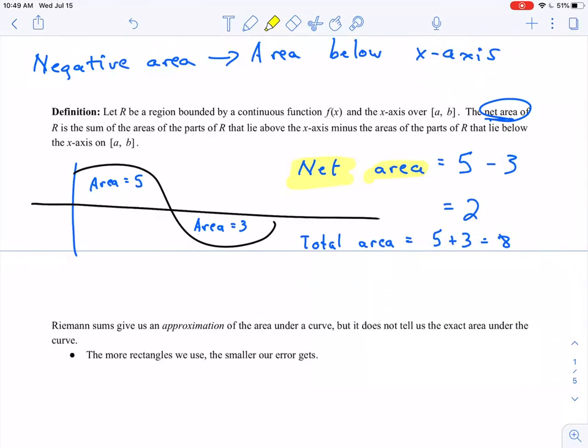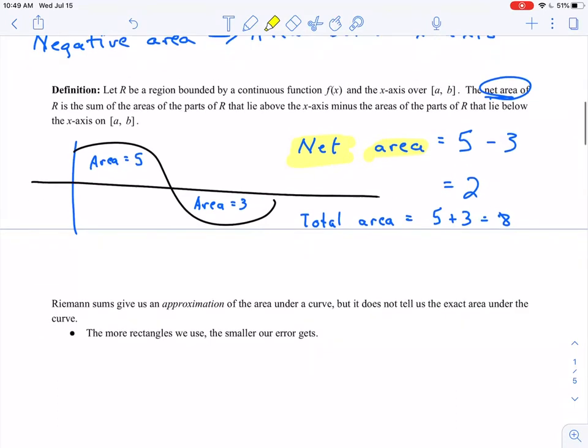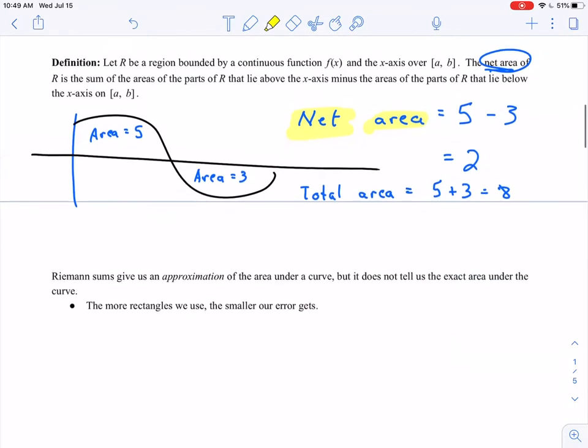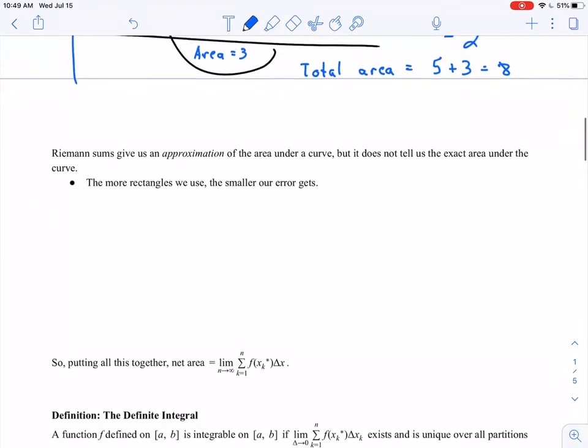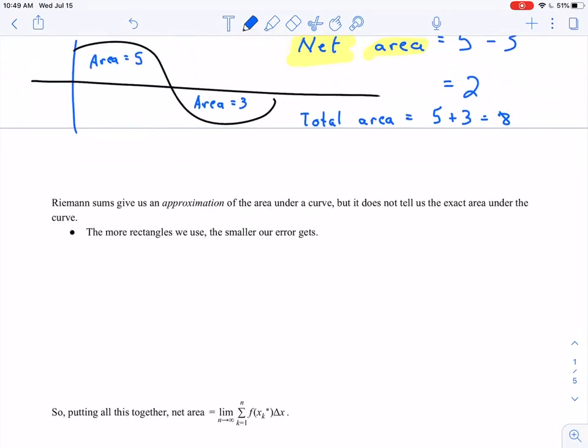So we're going to try and start to put some of these ideas together that we've been talking about. We've been talking a lot about Riemann sums, and the important thing about Riemann sums is that they give us an approximation of the area under the curve, but it doesn't give us an exact area under the curve. We did figure this out in the last section, though. We said the more rectangles we use, the smaller our error gets. So if we have more rectangles, we have a better approximation.